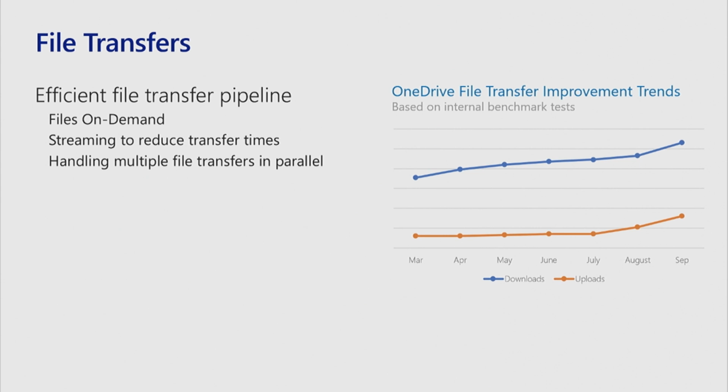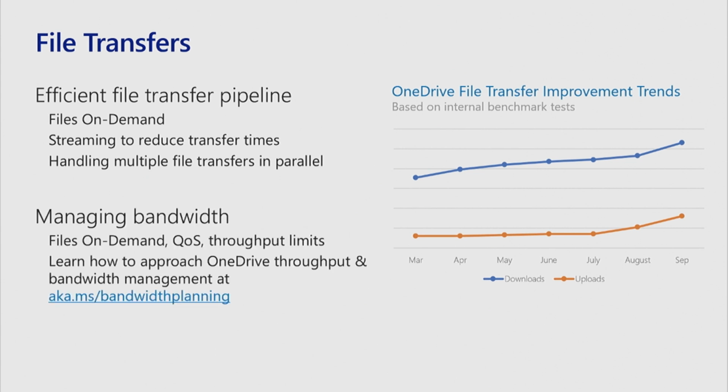And also, to better utilize available bandwidth on the device when uploading or downloading multiple files at the same time, we utilize parallel transfer technology that allows us to spread the workload across multiple threads. So while one thread is working on uploading a large file, the other thread can zip by and upload a small file at blazing fast speeds.